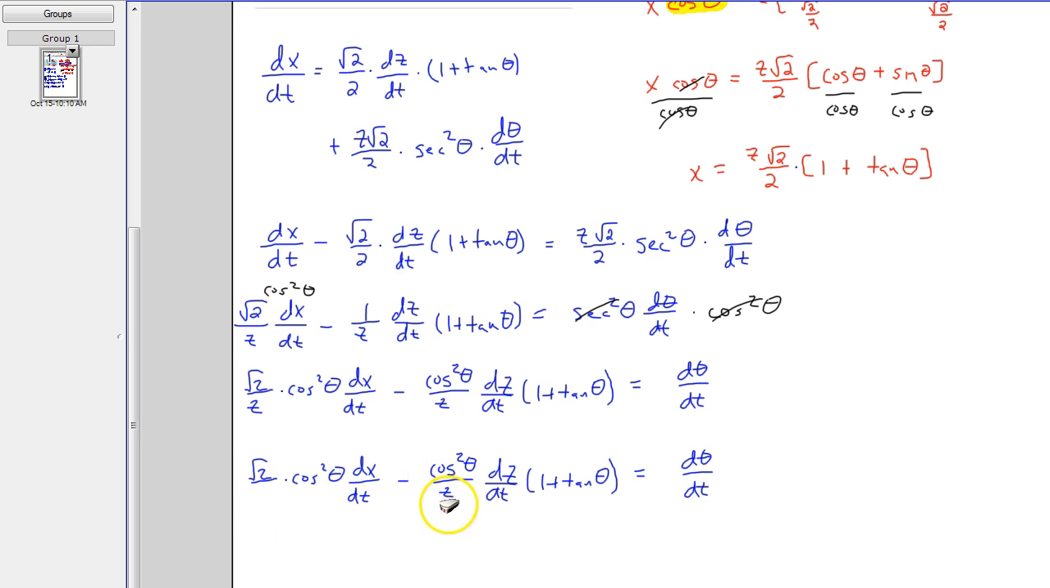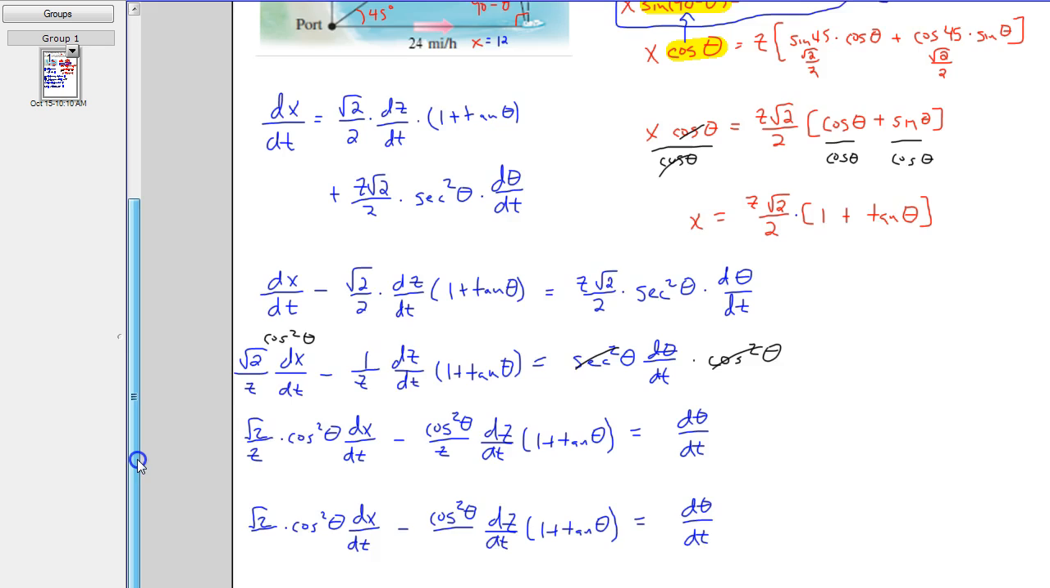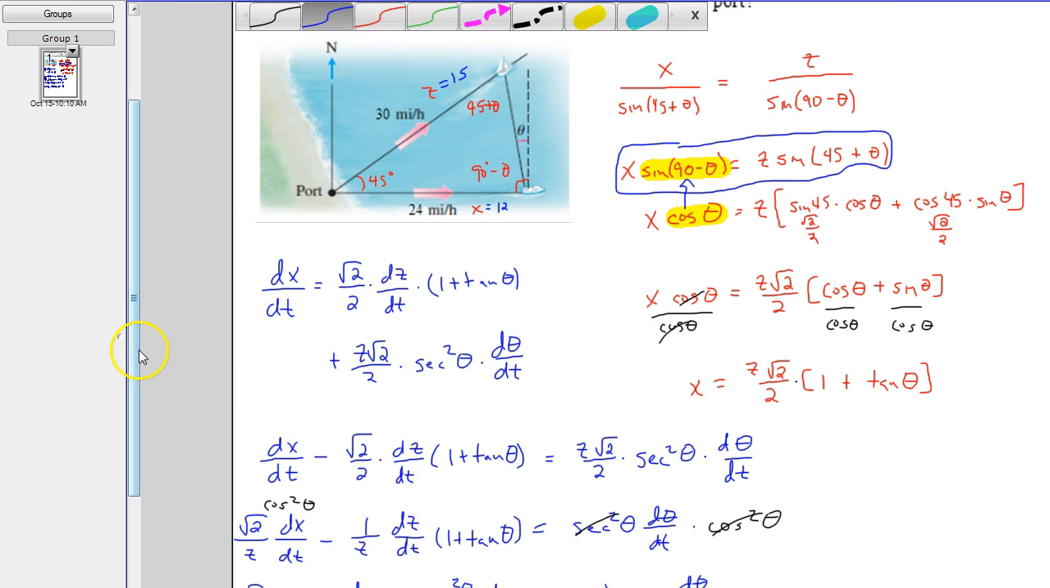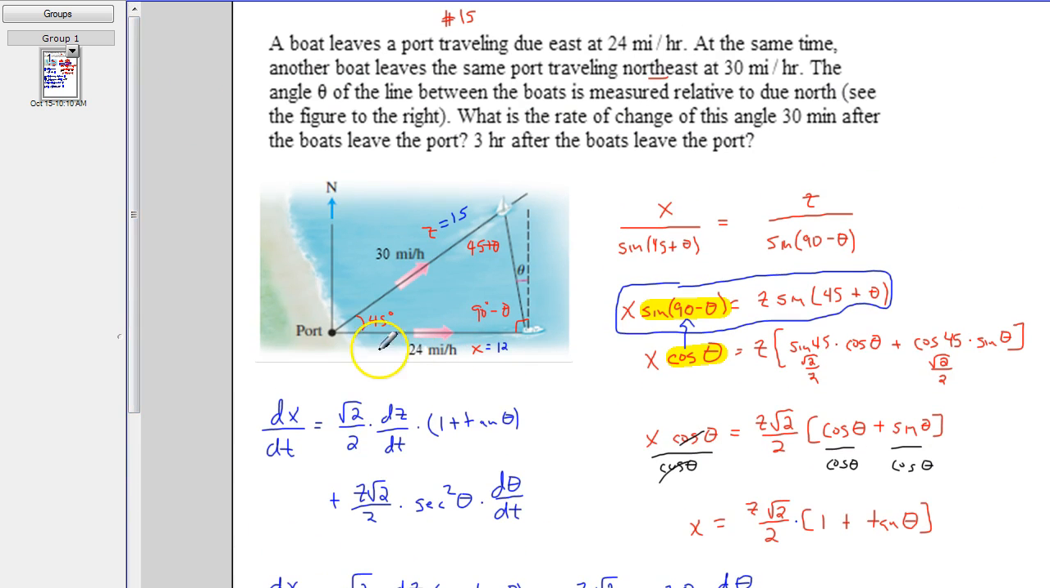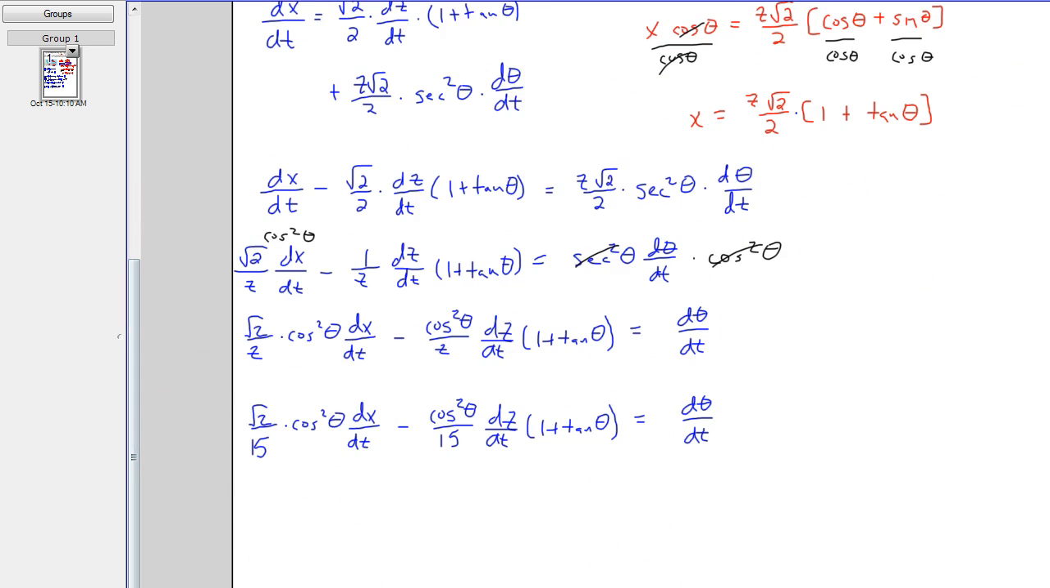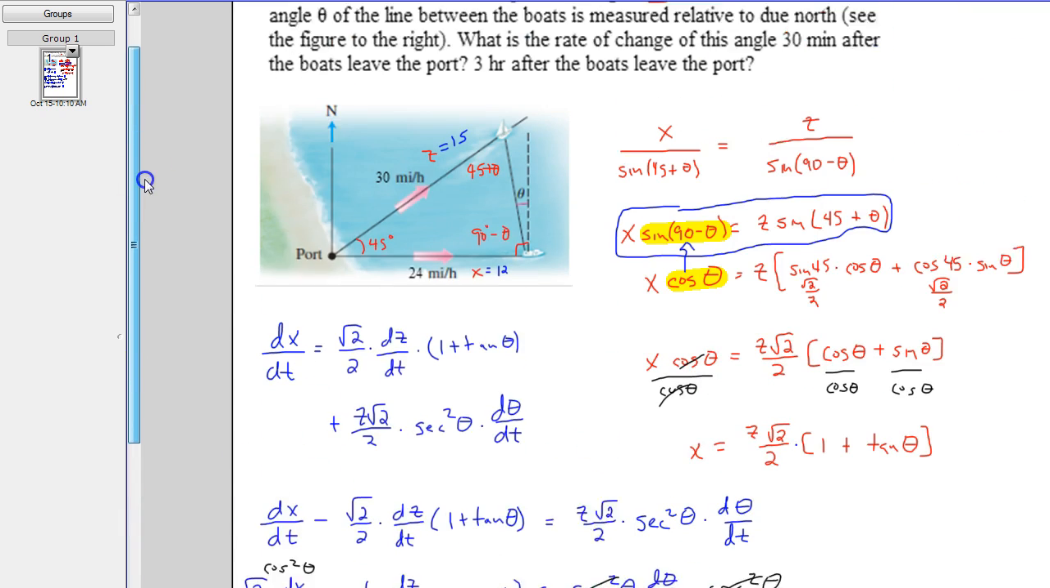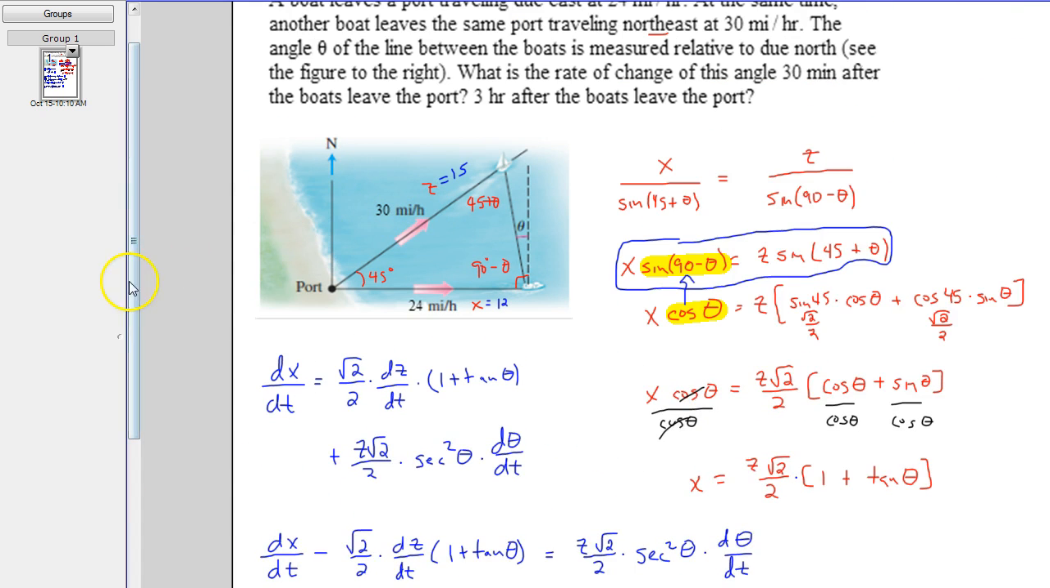We know what z is. z is 15, so we're going to plug in a 15 where those z's were. There's 15 right there as well. dx/dt, that's how fast the boat that's moving due east is moving, so that's 24. So we'll replace 24 where the dx/dt was. And then dz/dt, that's how fast this thing's moving, which is 30.